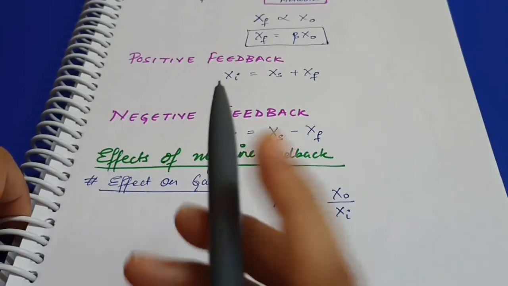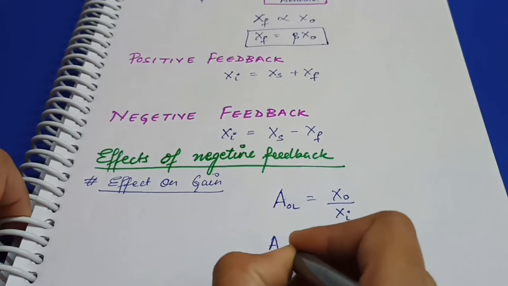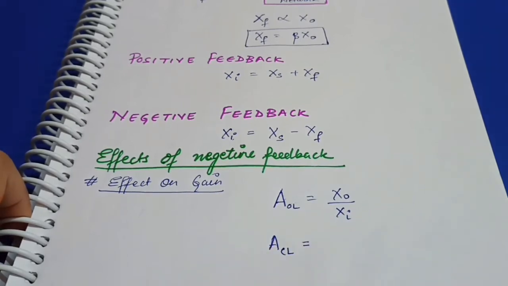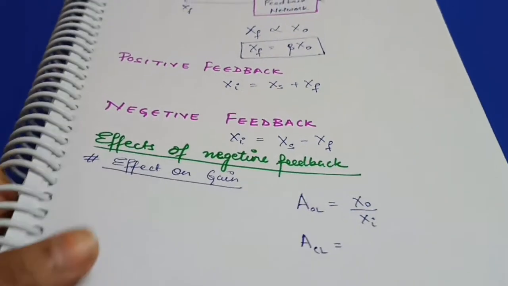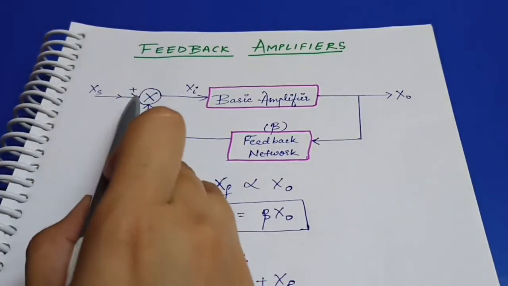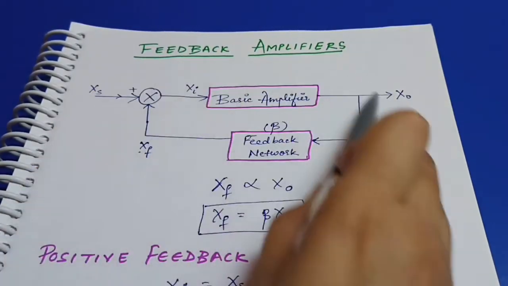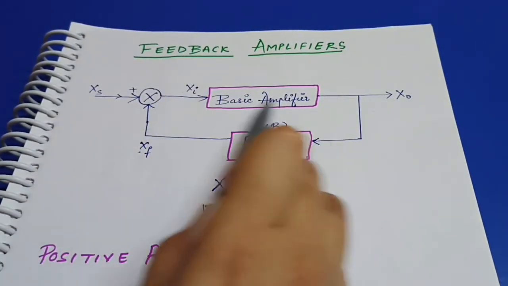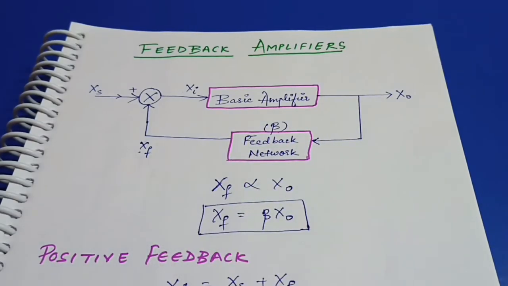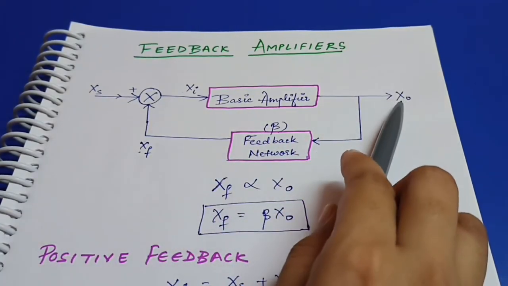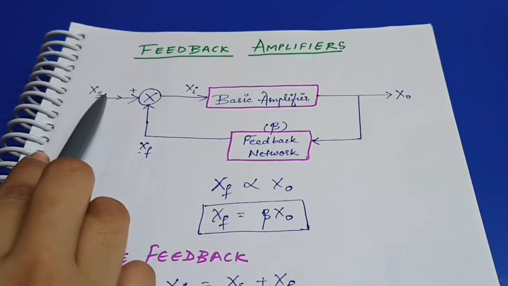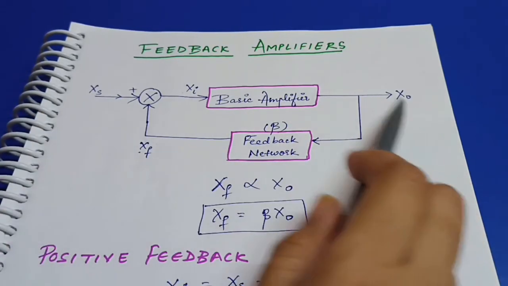And the closed loop gain, which I am denoting with ACL, is given by, closed loop meaning the gain of this whole network, which includes the basic amplifier as well as the feedback network. It will be output by input, so it will be X0 by Xs.